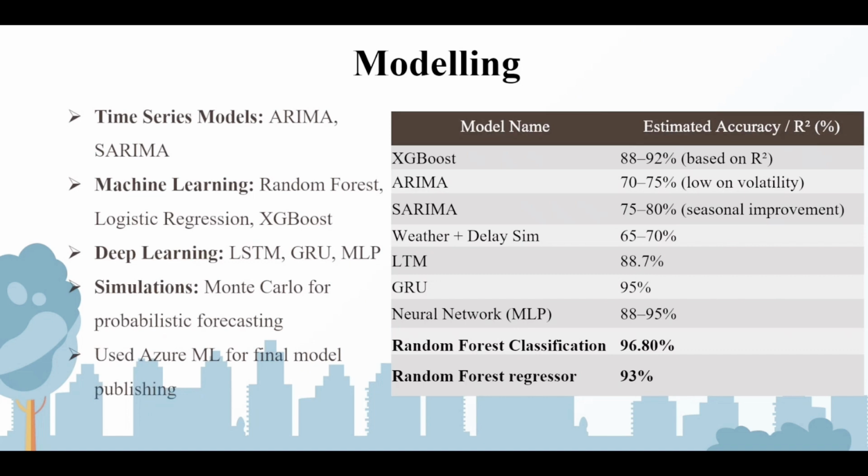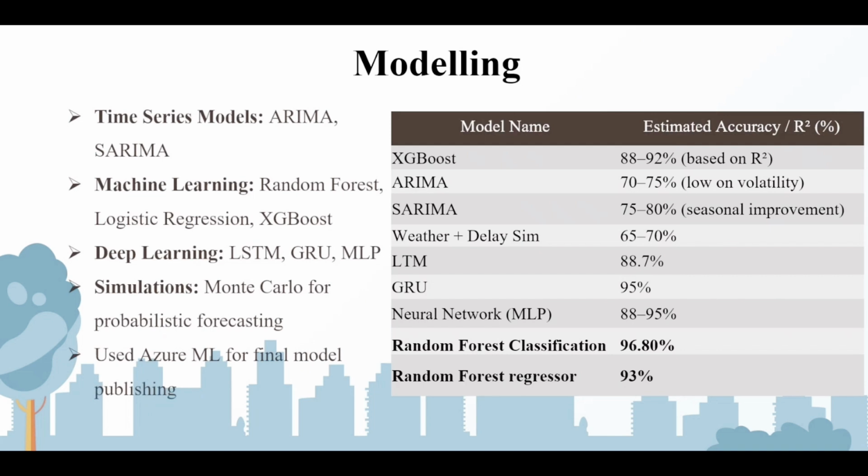We began with time series models like ARIMA and SARIMA to capture trends and seasonality, but they struggled with volatile patterns. In machine learning, we tried logistic regression, XGBoost, and random forest. XGBoost showed strong results, but random forest stood out for its consistency and simplicity.